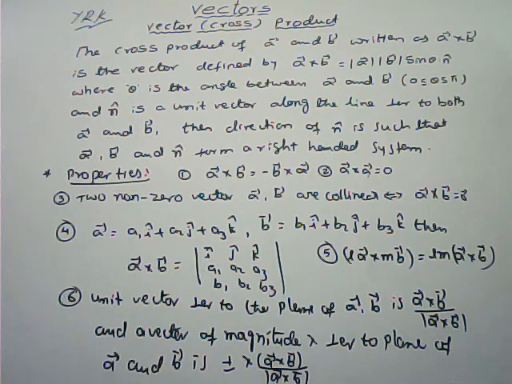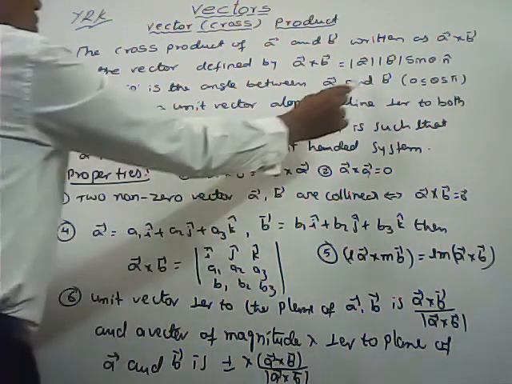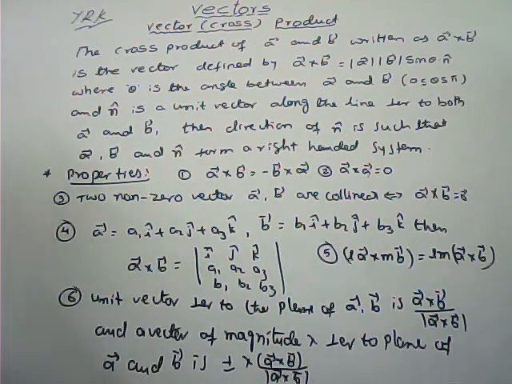Next, cross product or vector product. Here the cross product of A bar and B bar, written as A bar cross B bar, is the vector defined by A bar cross B bar equals modulus of A bar into modulus of B bar into sin theta multiplied by n cap, that is the unit vector perpendicular to the plane containing A bar, B bar. So here n cap is the unit vector perpendicular to both A bar, B bar, where theta is the angle between A bar and B bar.